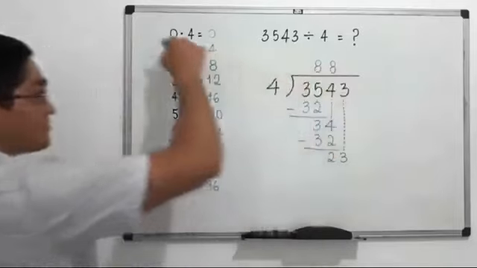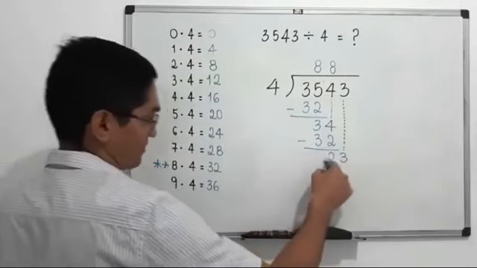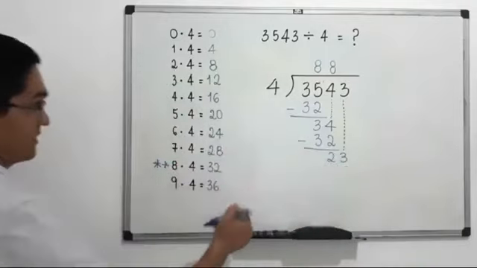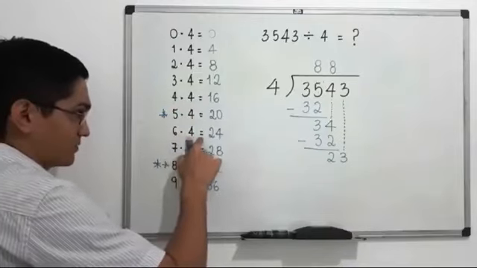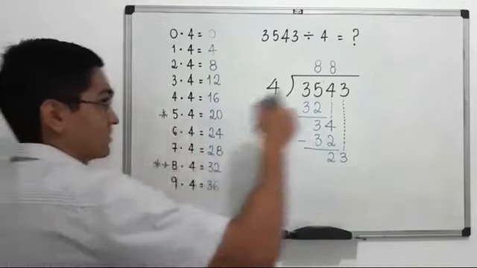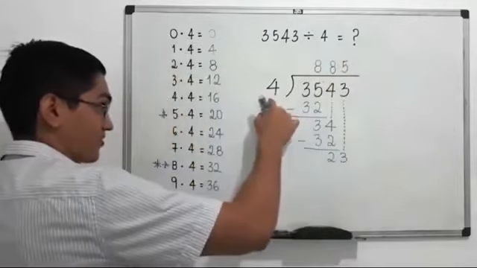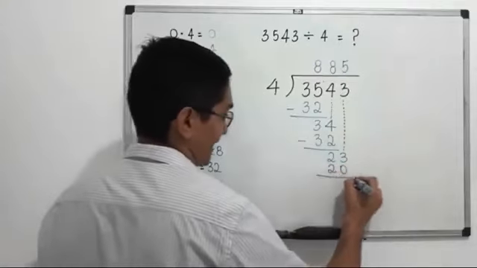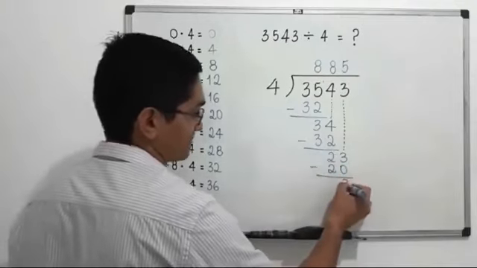What number from 0 to 9 do we multiply by 4 to get 23 or almost 23, but not more than 23? You look at the multiplication table and you see that number is 5. Since 6 times 4 equals 24, which is greater than 23, we stay with 5. We write 5 here in our quotient. Since 5 times 4 equals 20, we write 20 below 23 and we subtract. You will say that 23 minus 20 equals 3.